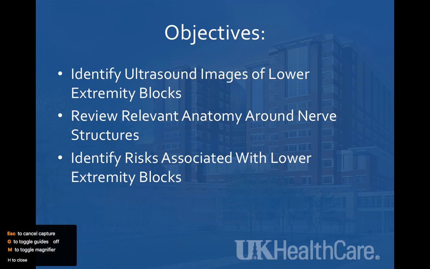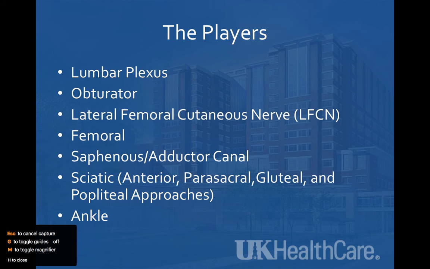So what we're going to do for today's podcast is look at ultrasound images of lower extremity blocks. We're going to look at the anatomy and the relative structures that we should be identifying within these imaging segments, and look at the risks associated with the blocks themselves. So we're going to be looking at lumbar plexus, obturator, lateral femorocutaneous, femoral, saphenous, sciatic, and ankle blocks. It's pretty much about everything that will be commonly used to block lower extremity.